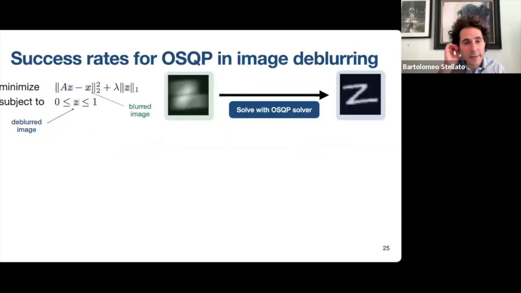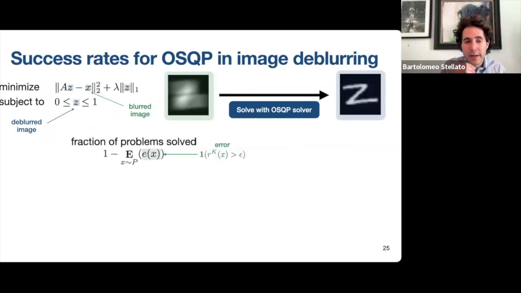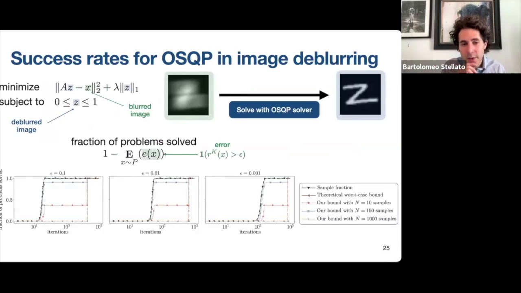So let me go back to the image deblurring example I told you before. If I take this method and solve it with an algorithm similar to the OSQP solver, then I can plot the fraction of problems solved and obtain bounds of this type. On the y-axis is the fraction of problems solved. Here I plot with tolerance 0.1, 0.01, and 0.001. And you can see that here I have the number of iterations.